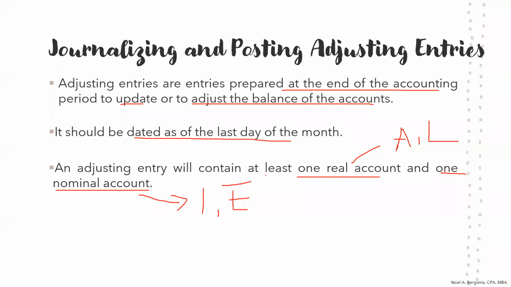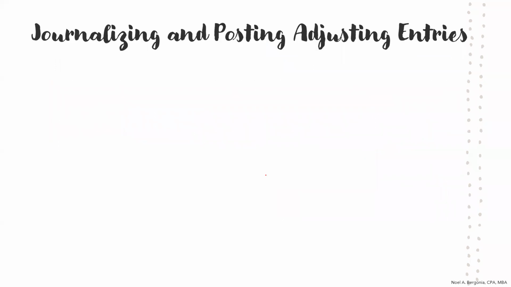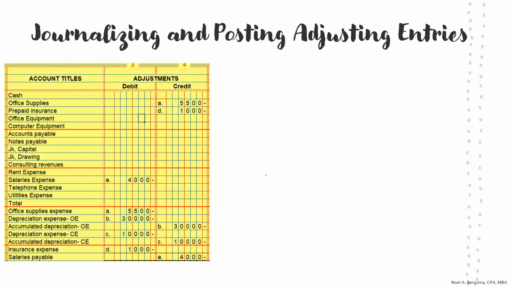So how do we do it? We have prepared a worksheet, and there we put the data for our adjustments. We created columns 3 and 4 in the worksheet as adjustments, where we put the amounts on their corresponding account titles, debit and credit. But take note, class, they are not yet formally journalized in the journal. We only placed them in the adjustments column to make sure that we will have the adjusted trial balance in the succeeding columns of the worksheet.